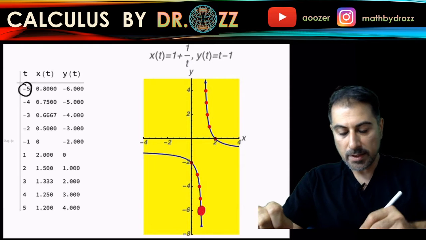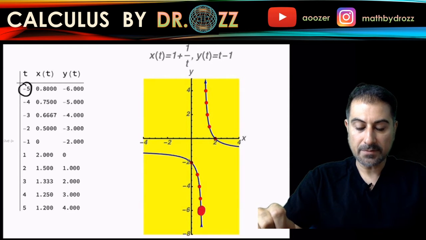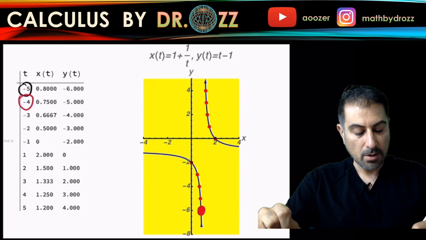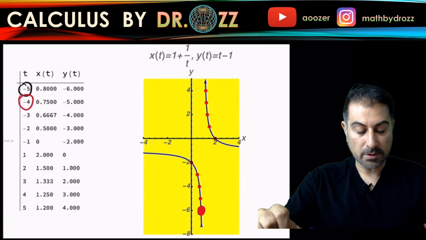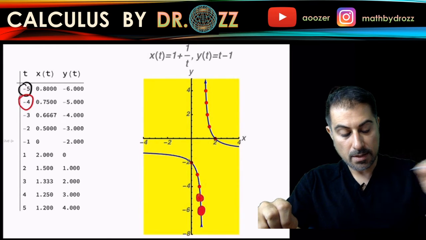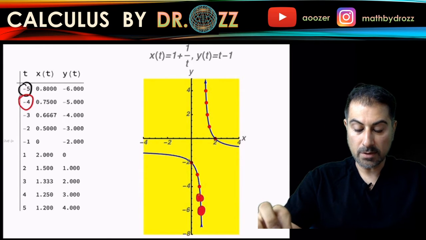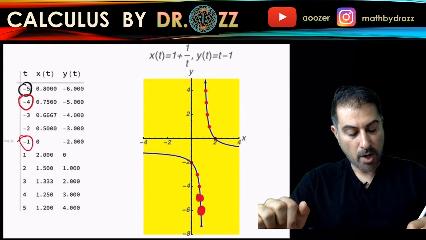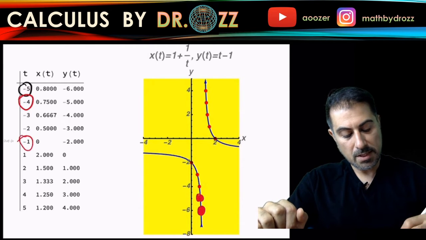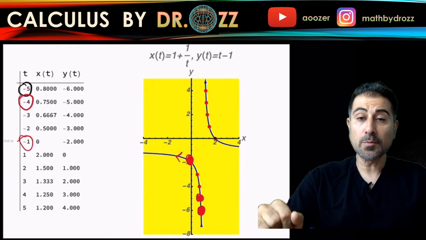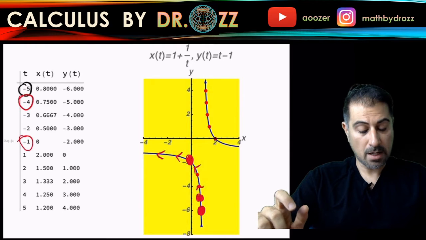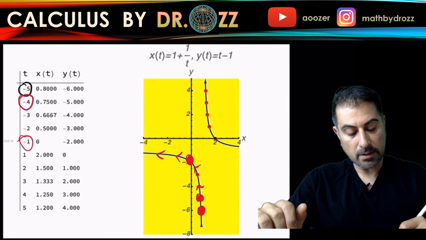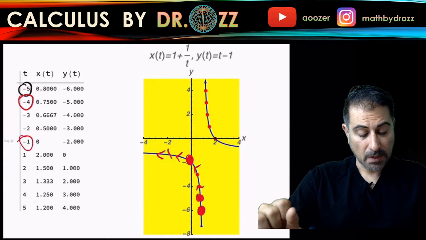The next one is 0.75, -5. Here we go. So x is 0.75 and y equals -5. Now let's check t equals -1. We got the point 0, -2, and that is on the y-axis, right? So it keeps going like this, in this direction. So I had the direction, and if you add more t values, you will see that you are going in this direction. So that's good.